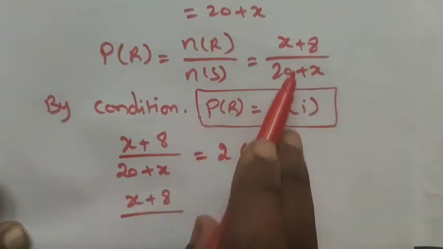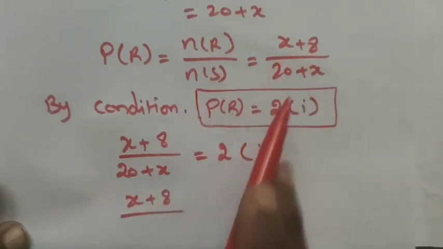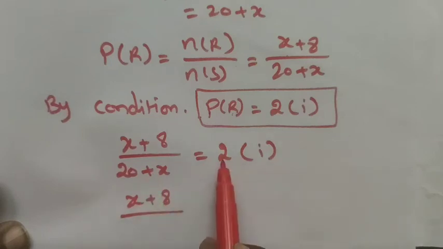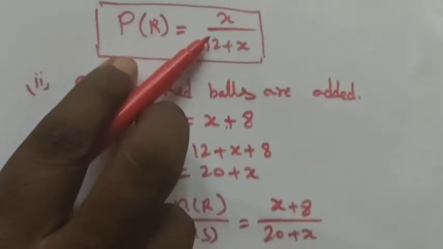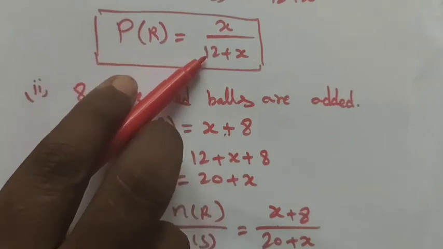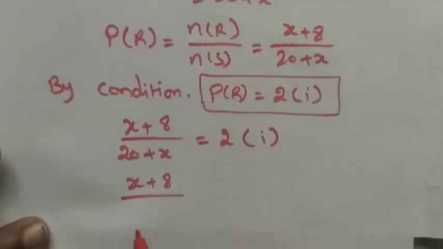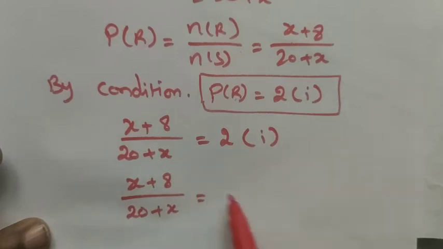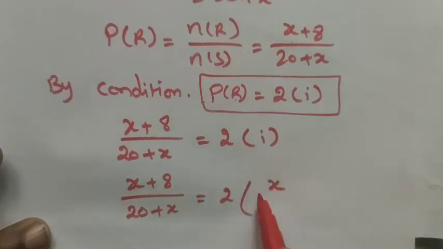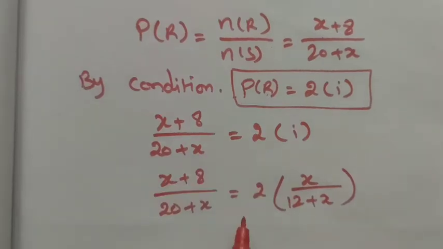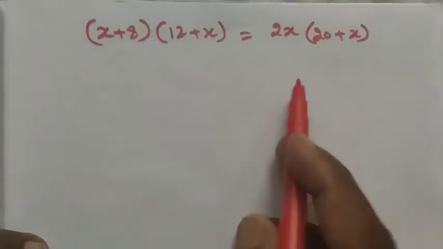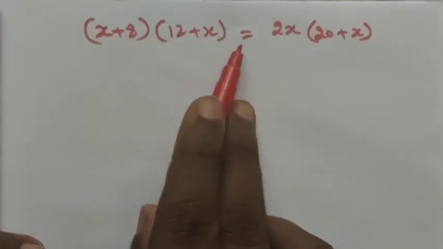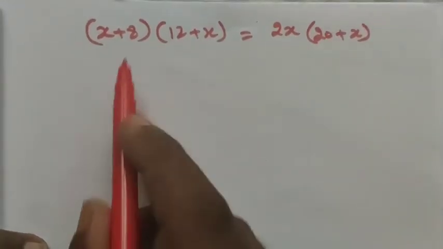So the probability of R we have found, that is X plus 8 divided by 20 plus X, and then 2 times the first Roman number, which we have already found, X divided by 12 plus X. We can place that here. So X plus 8 divided by 20 plus X is equal to 2 into X divided by 12 plus X. Now let us do cross multiplication. This 12 plus X goes to this side, and 20 plus X goes to that side. So by cross multiplication we get X plus 8 into 12 plus X is equal to 2X into 20 plus X. Let us multiply this.